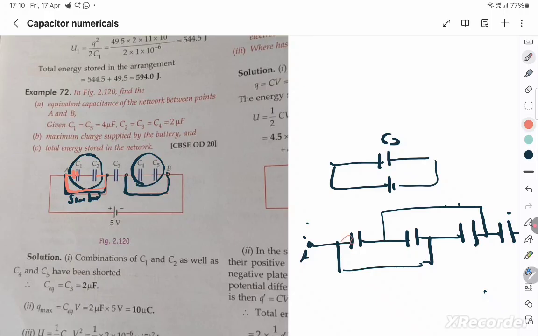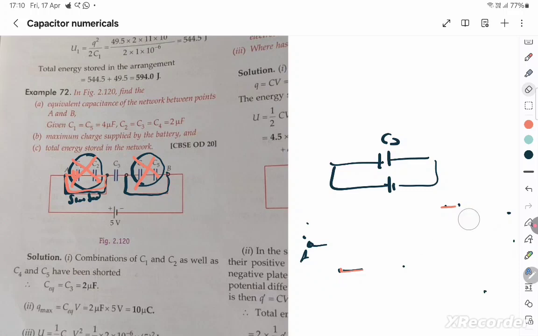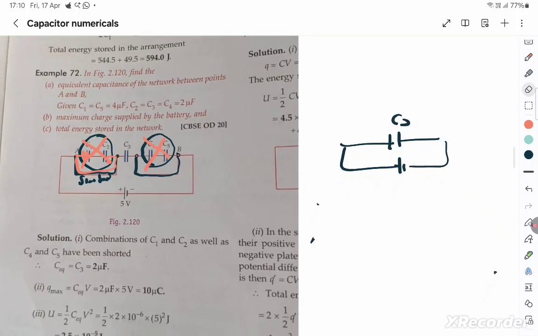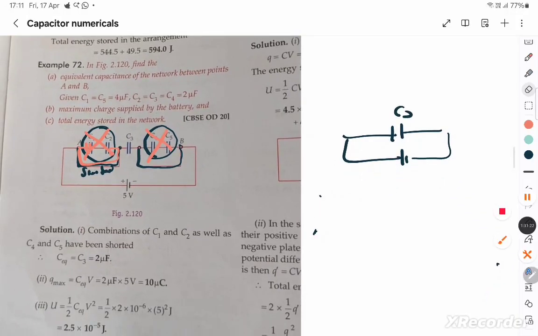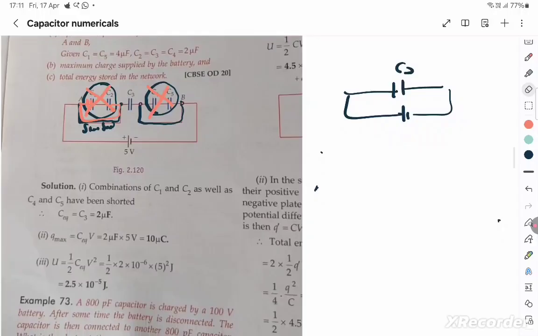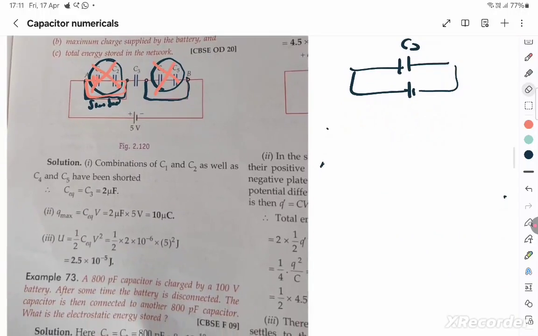Can you see the fact that this is getting connected like this and this is getting connected like this? You see that they are all interconnected, unlike in this where these two can be taken off. So you have only a capacitance C3. I hope you're clear. Therefore the equivalent capacitance is 2 microfarad, which is just the capacitance C3. For the maximum charge supplied by the battery, you know Q is equal to C equivalent into V, and then half CV square for finding the energy. Very, very important sum, beautiful sum.